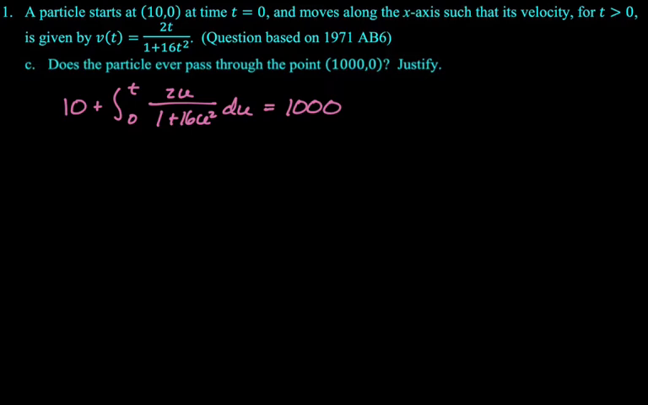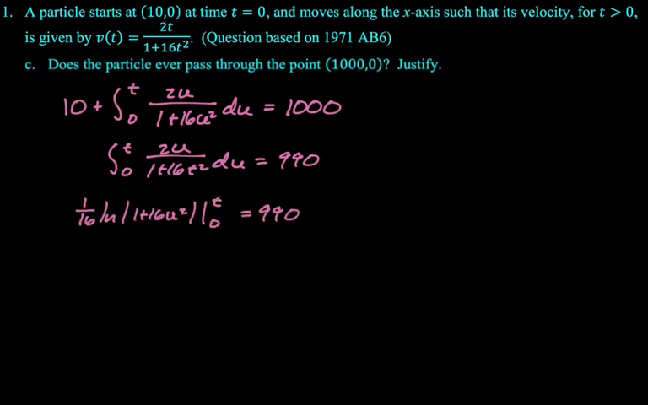So subtract 10 from both sides. We already integrated this, right? So you can take out the 2, and then you would need a 32 and a 1 over 32. So you end up with 1 over 16, the natural log of the absolute value of 1 plus 16u squared from 0 to t, and that equals 990. If you don't like doing these things in your head, just write them down. There's nothing wrong with it. I just typically will skip that step.